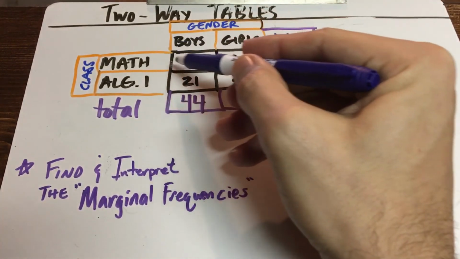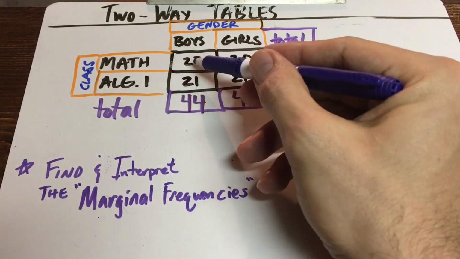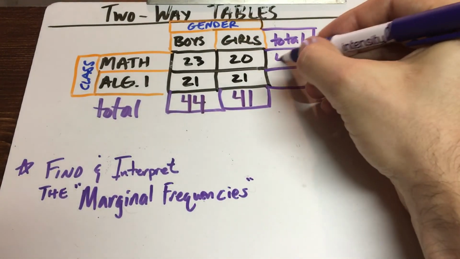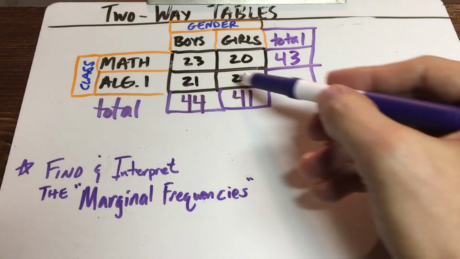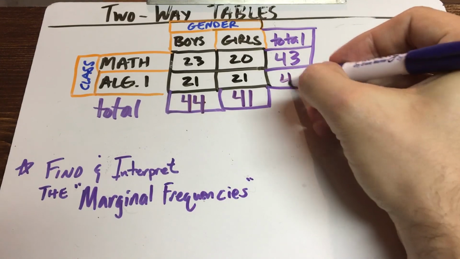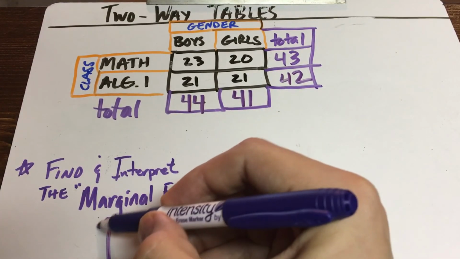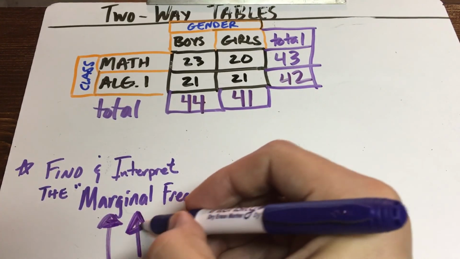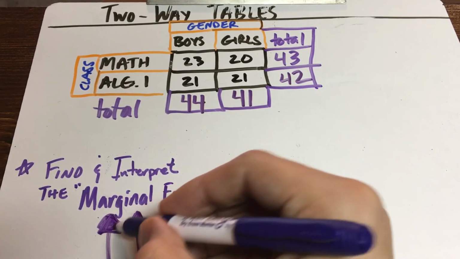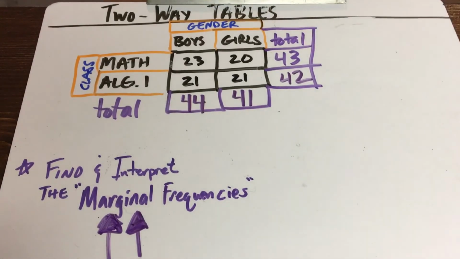But I can also add going across, can't I? So I can see how many students I have in regular math. 23 plus 20, that's 43. I can see how many total students I had in Algebra 1 this year. 21 plus 21, that's 42. Those are called the marginal frequencies right here. So when the question asks you to find and interpret or calculate the marginal frequencies, that basically means just total everything up. Oh, and then I almost forgot my favorite part.